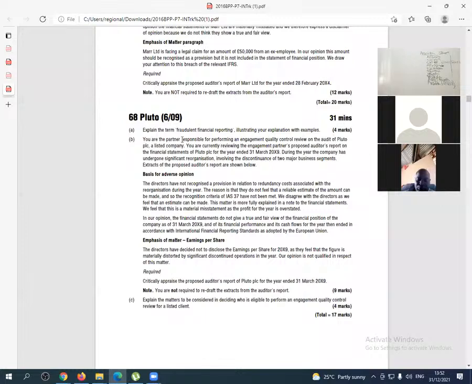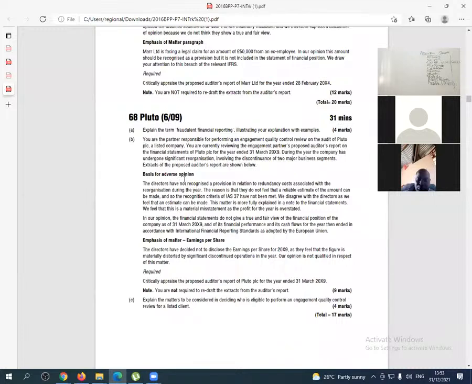You are the partner responsible for performing an engagement quality control review on the audit of Pluto PLC, a listed company. You are currently reviewing the engagement partner's proposed auditor's report on the financial statements of Pluto PLC for the year ended 31st March 2019. During the year, the company has undergone significant reorganization involving the discontinuance of 2 major business segments. Extracts of the proposed auditor's report are shown below. I'll have to underline this. They're still proposed. That's why they have brought this to you as an engagement partner. So these guys gave an adverse opinion.